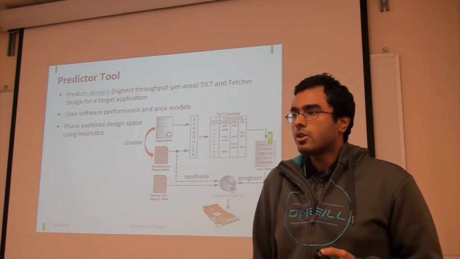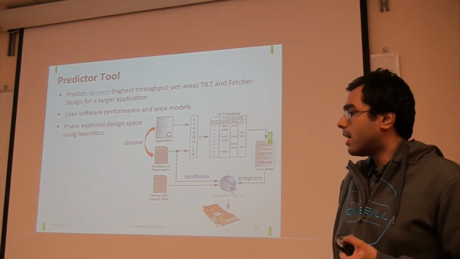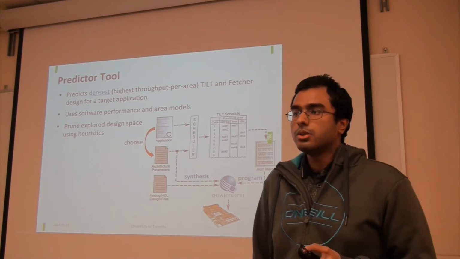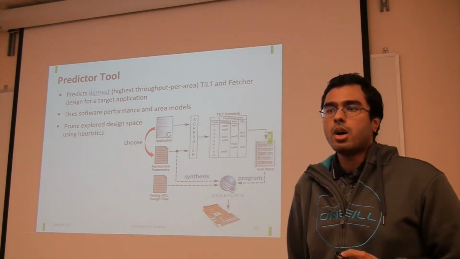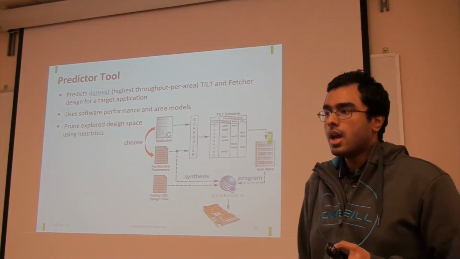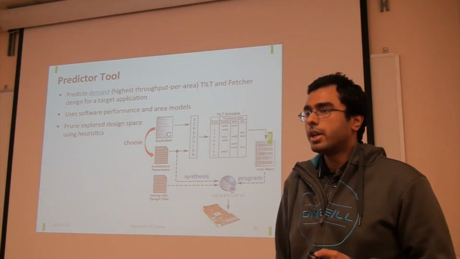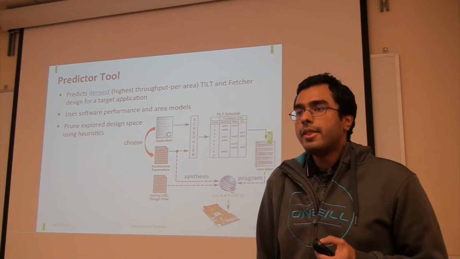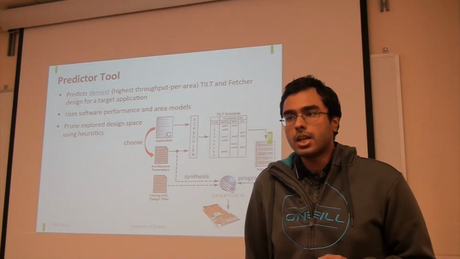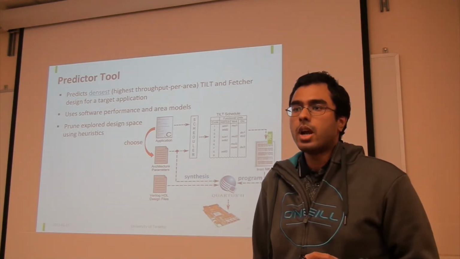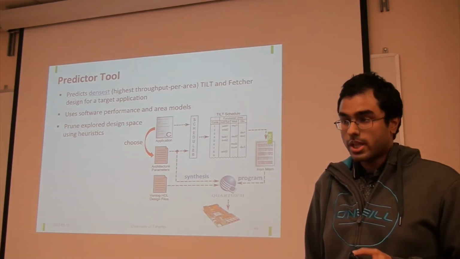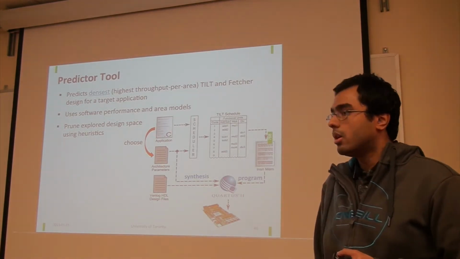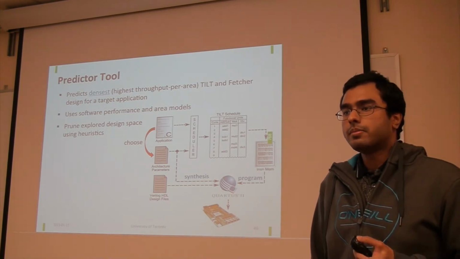We have developed a software tool to automate this process of finding the best architectural solution for a target application. The tool uses software performance and area models instead of requiring hardware synthesis, and a heuristic-based prediction algorithm to intelligently prune the design space that it explores. The end result is that we have an application customizable, software-programmable overlay architecture with an automated tool that can quickly select the best design solution for a target application without requiring manual designer effort.